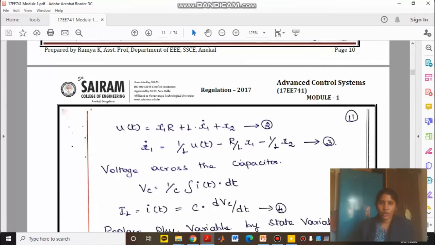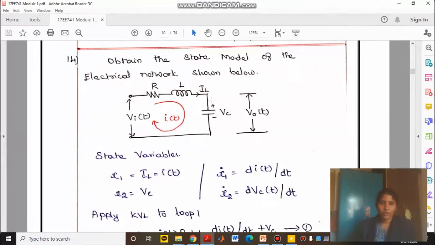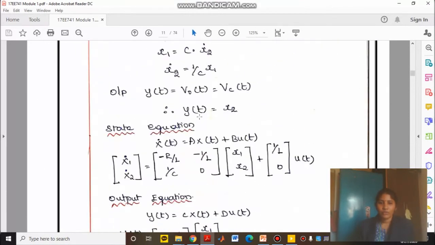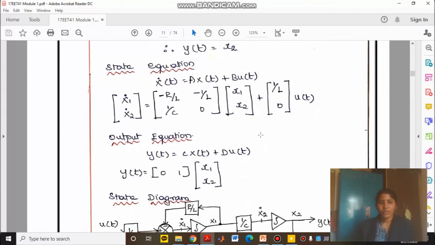Now what is your output? From the given circuit, output is V0. V0 is nothing but the voltage across the capacitor Vc. So Y is equal to x2. Therefore the output Y of t is equal to x2. The output equation can be written as C x of t plus D u of t. So here, for Y of t, how many outputs do we have? Only one output. So it is going to be 1. And how many state variables do we have?